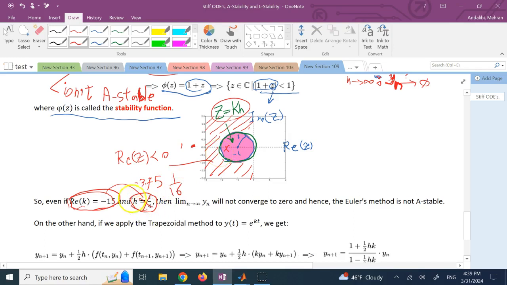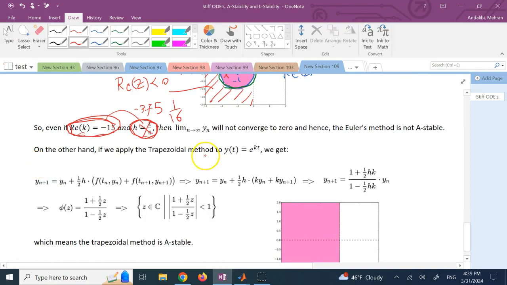Okay, so it's not going to work for every h, just for specific h's given some specific case. Good? Now here, we look at another solver, the trapezoidal solver.